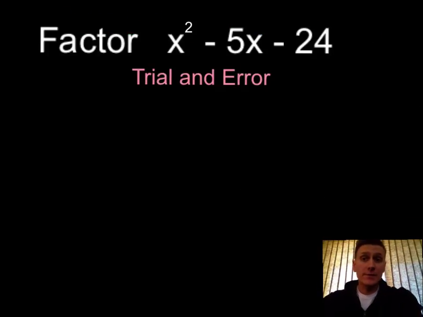So essentially what factoring is, is breaking it up into two parts, two sets of parentheses. It's the reverse of FOIL. Let's take a look at this example. Let's factor x squared minus 5x minus 24.